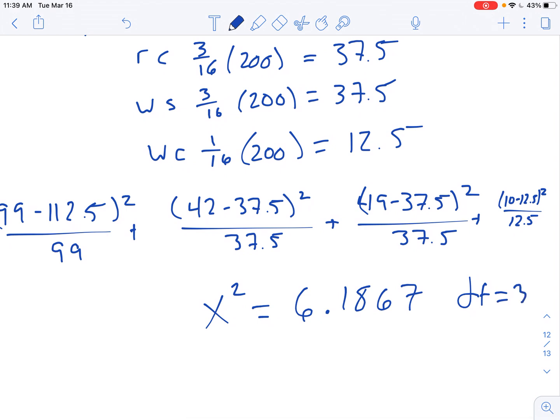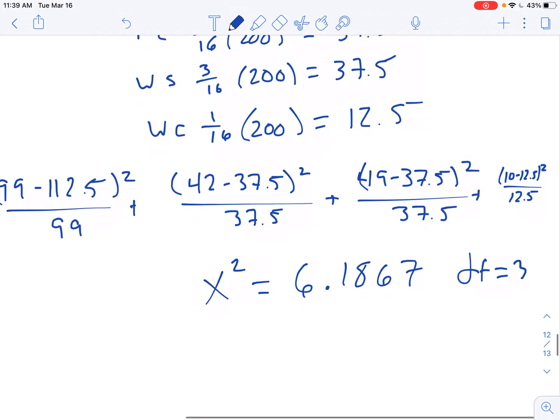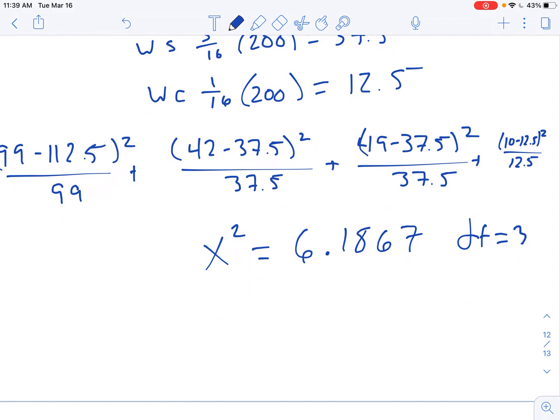So if we wanted to plug this in on our calculator, I will hit second vars to go to my distribution page. I go down to number 8 and hit X squared CDF. My lower limit is going to be 6.1867. My upper limit, I keep that at 1 trillion. I'm not changing that. I just keep that as a very, very large number, and I've got 3 degrees of freedom. And when I do this, I end up with a p-value of 0.103.